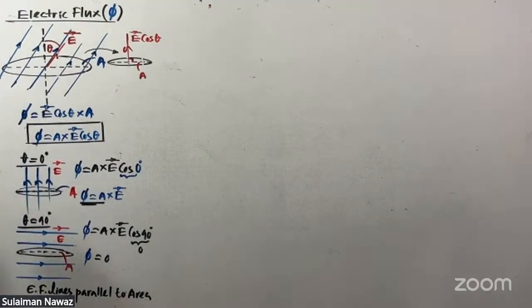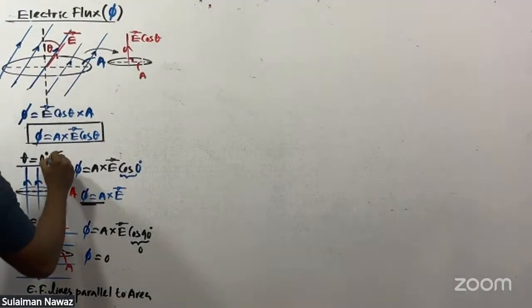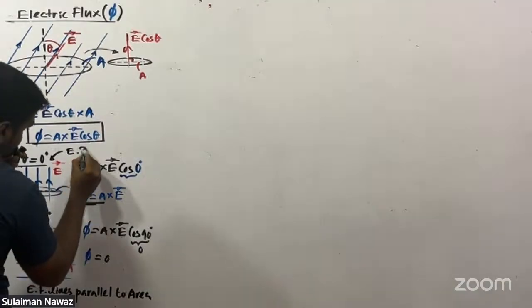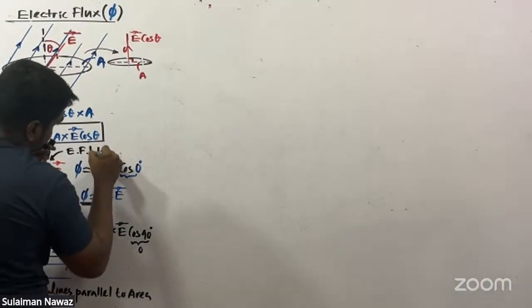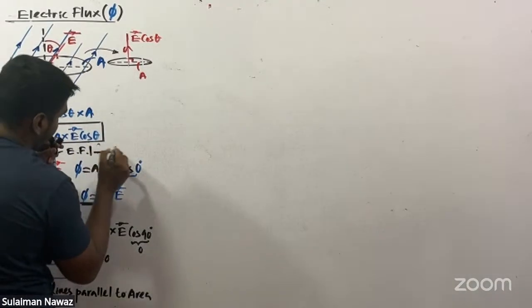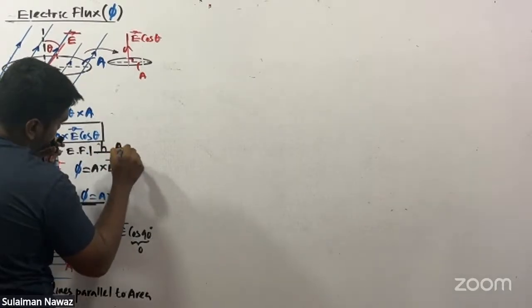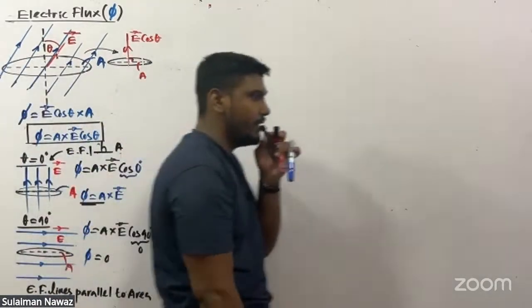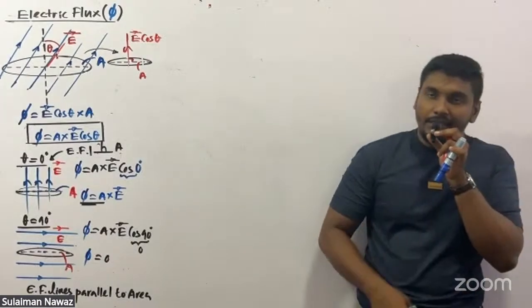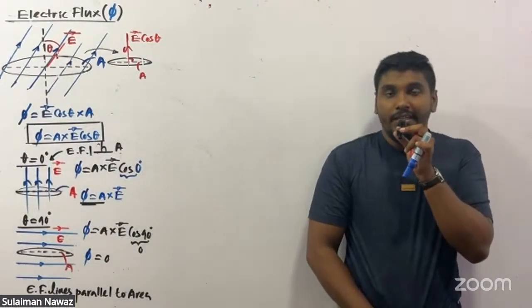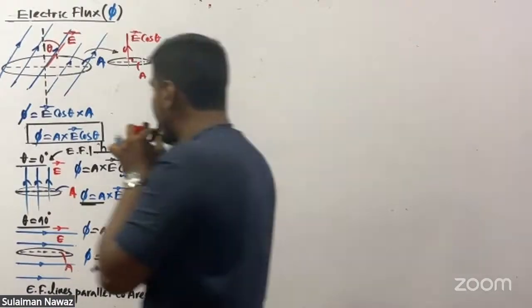Electric field lines are in here. In here, electric field lines are perpendicular to the area. Perpendicular to the area. So what should be the units of electric field and electric flux?